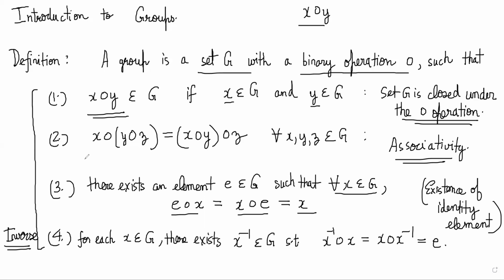X dot y dot z is the same as x dot y dot z. The third property was that there has to be an identity element in the group. What is an identity element? An identity element is a number like 1.